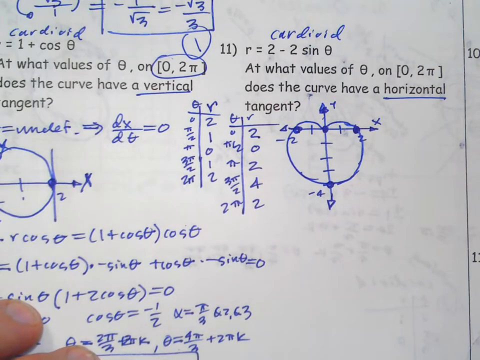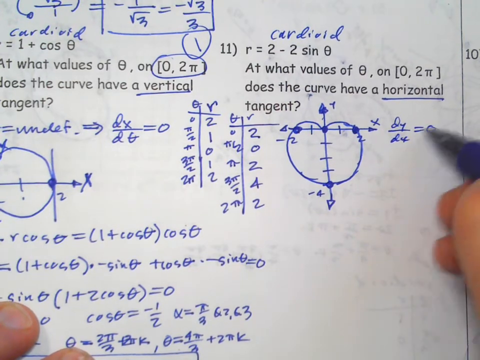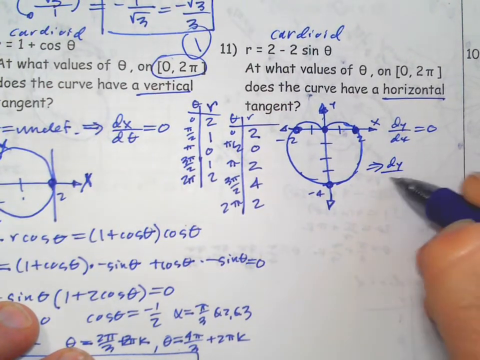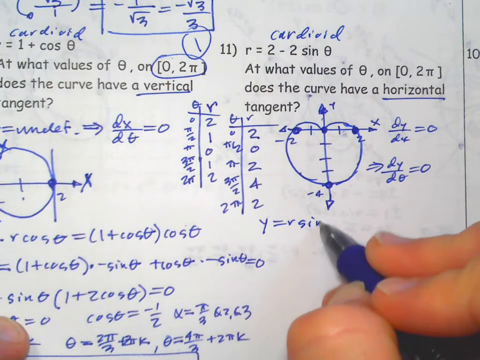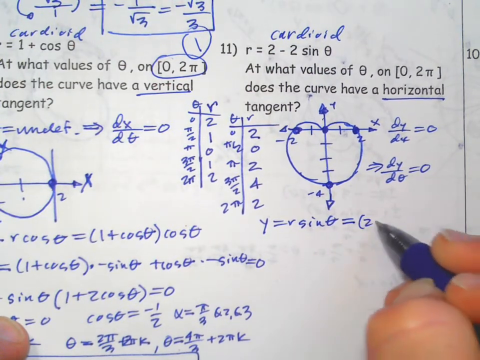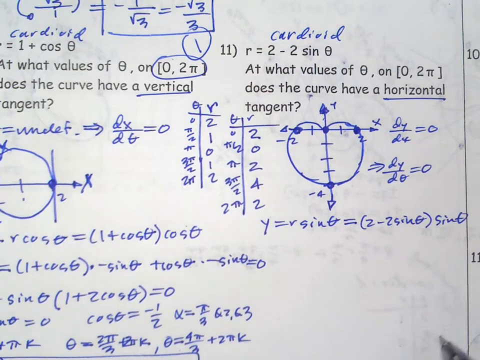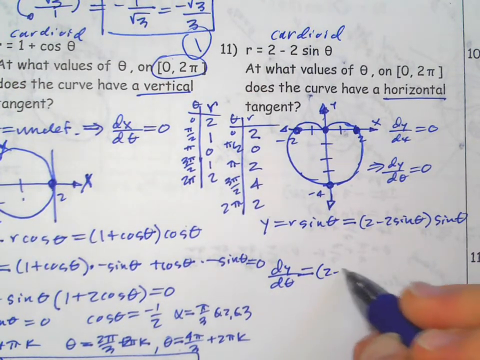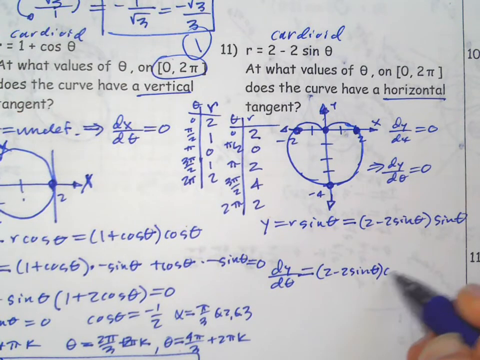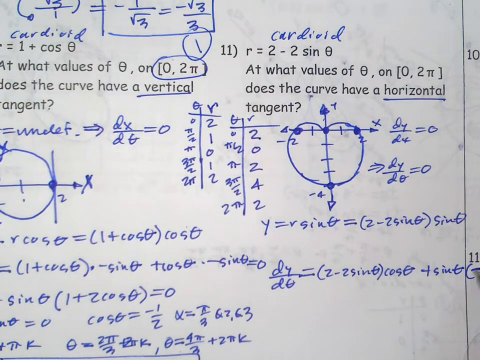All right, let's see. So horizontal tangent is going to be when dy/dx equals 0. So that's going to be when dy/dθ equals 0. And so y equals r sine θ. So that's going to be (2 minus 2 sine θ) sine θ. And so then we're going to do dy/dθ. It's going to be (2 minus 2 sine θ) cosine θ, plus sine θ times negative 2 cosine θ. And that's going to equal 0.